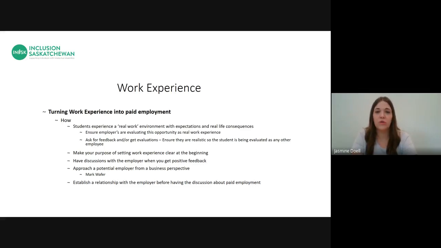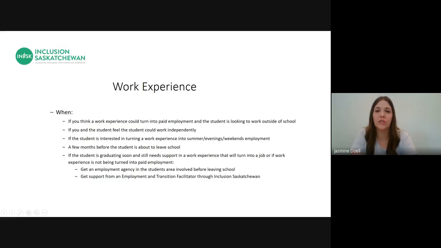If the student is wanting to pursue paid employment, encourage them to establish a relationship with your employer before they have that discussion about being hired for paid employment. So here are some situations when you could encourage students to try and turn their work experience into paid employment.